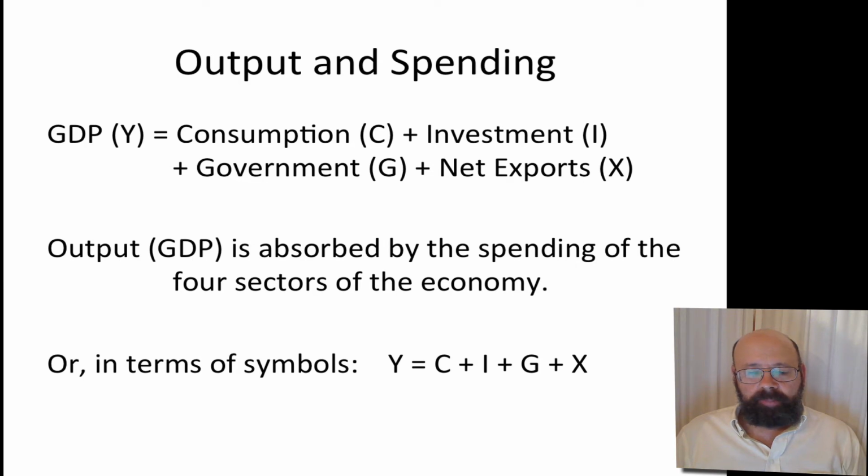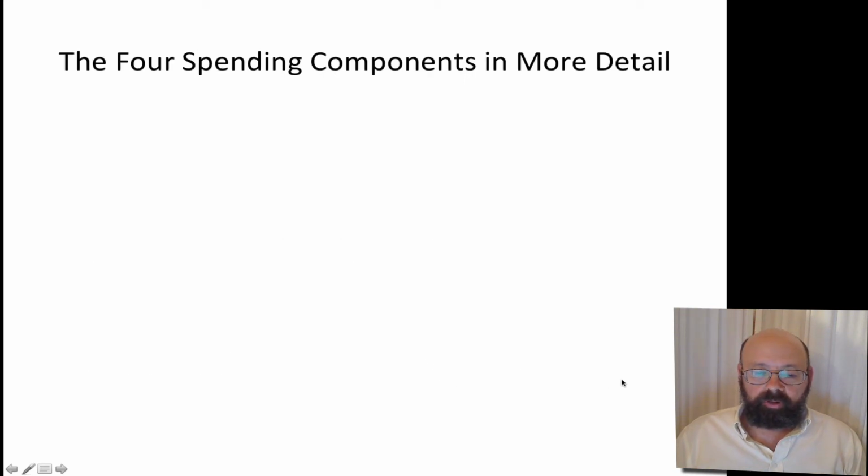Oftentimes we want to be compact about this relationship, so what I'm showing you is, instead of writing it out as GDP is equal to consumption plus investment plus government plus net exports, it can be written compactly as Y is equal to C plus I plus G plus X. All right. Now what I want to do is talk about the four spending components in more detail.